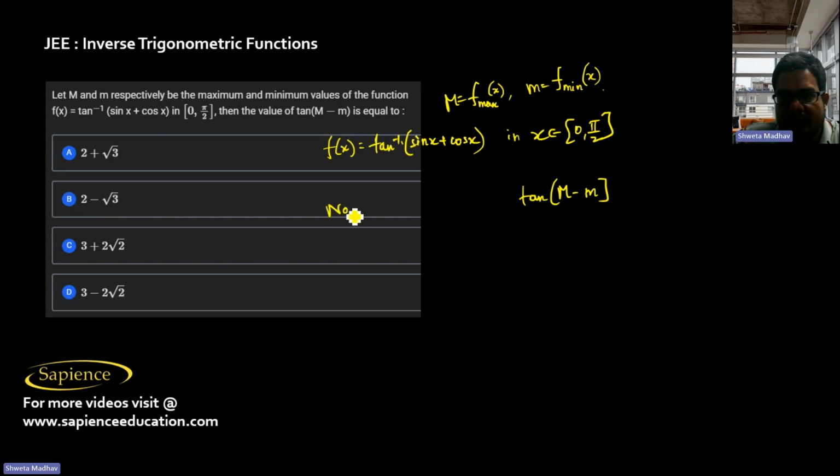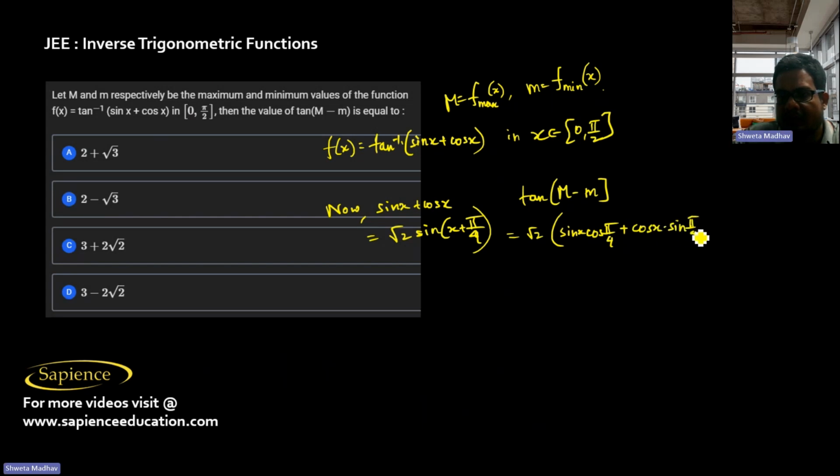So now sin x plus cos x, we can write it as root 2 sin x plus pi by 4. Why? We can write it as root 2 into 1 by root 2, meaning sin x into cos pi by 4, plus cos x into sin pi by 4. It is root 2 into sin x plus pi by 4. So therefore we have tan inverse of root 2 sine of x plus pi by 4. This is f of x actually.